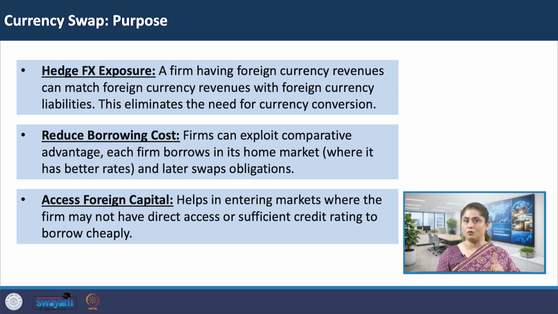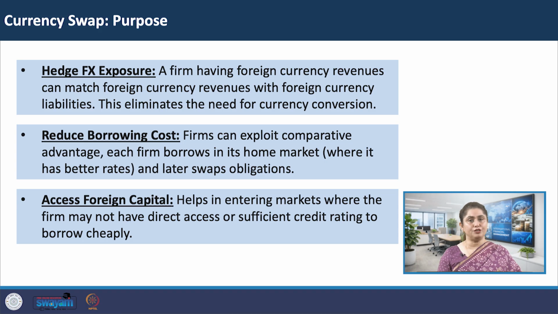There are three main motives. Number one, hedge foreign exchange exposure. If a company has foreign currency revenue, it can match those with foreign currency liabilities through a swap. For example, a US company earning euros can use the currency swap to create a euro denominated payment obligation, thereby eliminating the need for currency conversion and removing exchange rate risk.